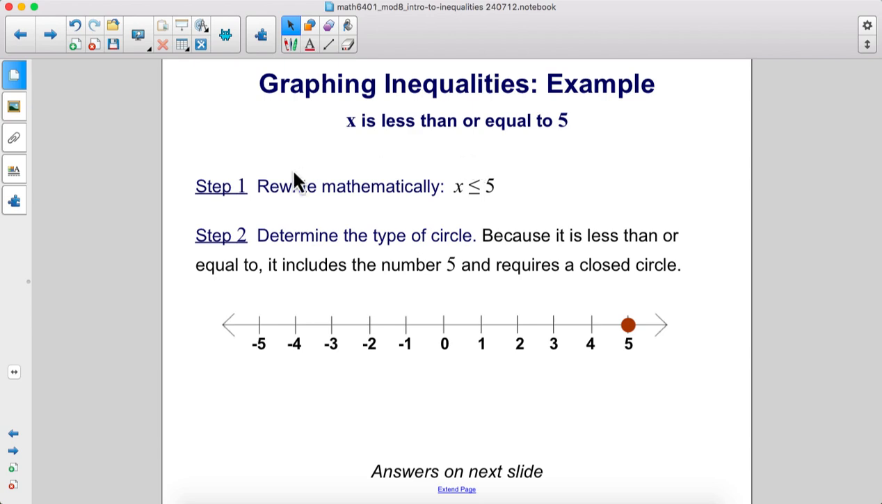We're going to rewrite mathematically. So instead of "is less than or equal to," use this symbol, the less than or equal to symbol.